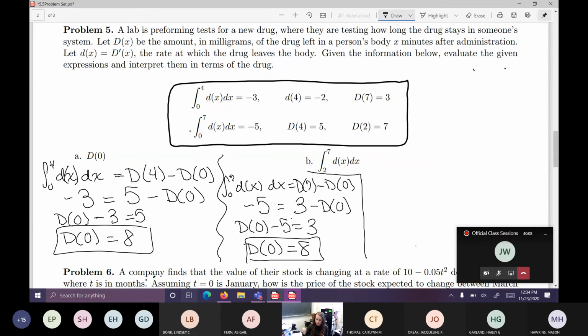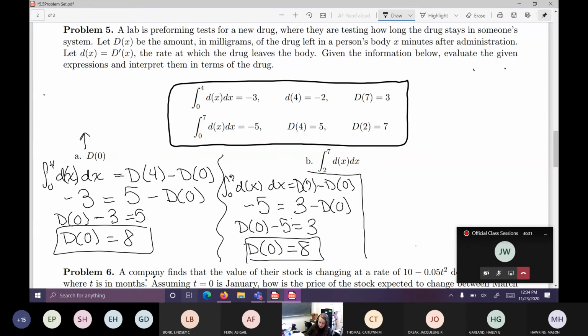Questions on that one before I do the next one? Part 2. Technically, this also asks me to interpret this. Capital D is the amount in a person's body after X minutes of administration. So if it's 0 minutes after administration, that's essentially the starting value.